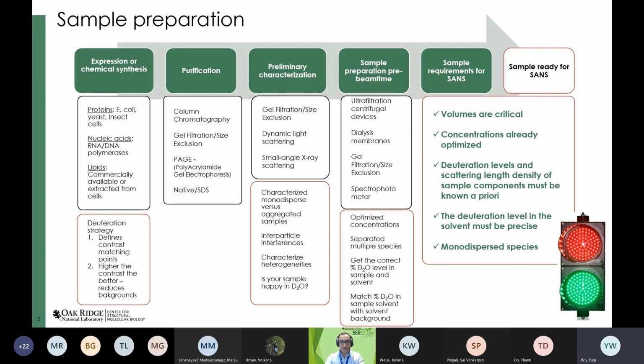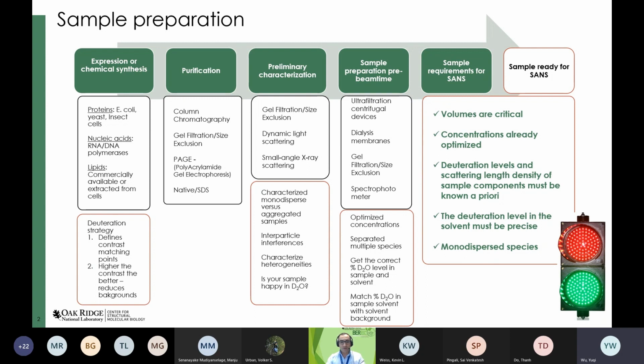Sample preparation is very labor-intensive work before the beam time, and even during the beam time, starting with the expression or the chemical synthesis of our biological sample. It doesn't need to be only proteins or nucleic acids; it could be biomaterials or lipids as well. At that point, we need to define what contrast match point we want to target. So we need to define which SLD of the buffer, or how much D2O in the solvent, we need so we can properly contrast match our target samples.